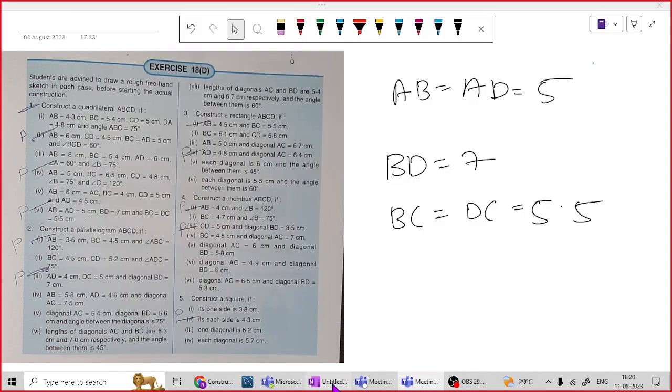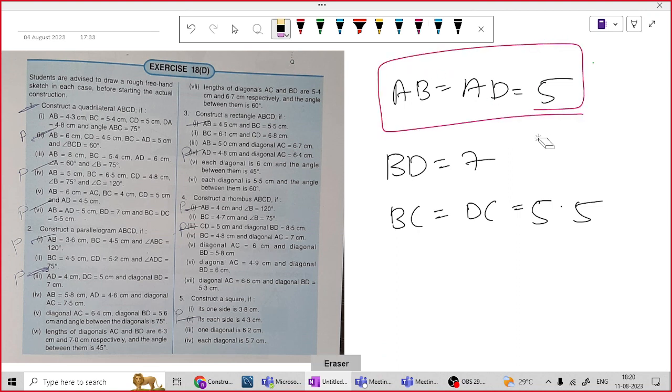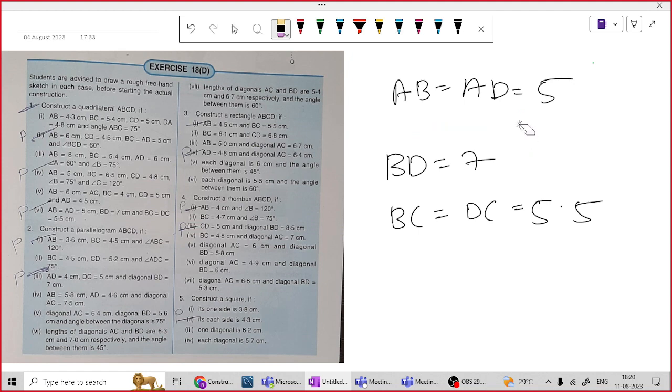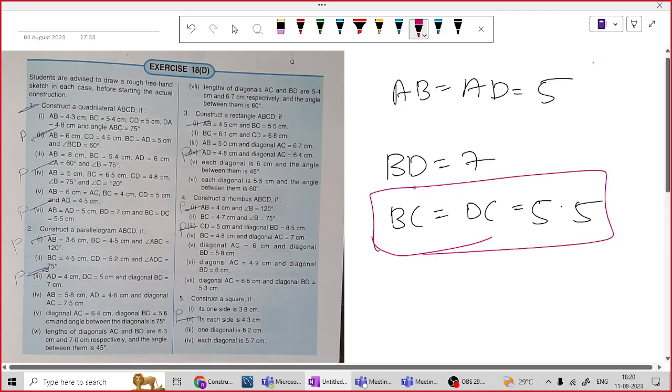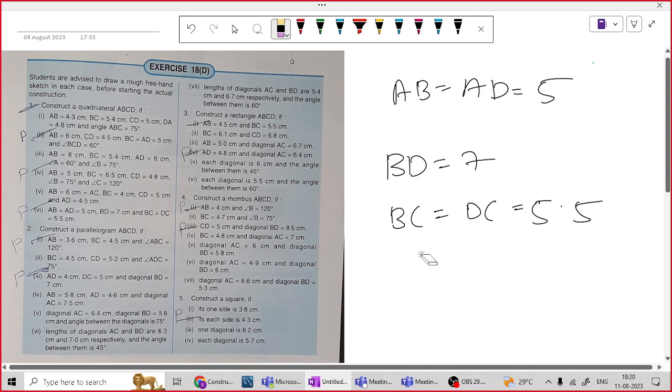Now, what's the value of AB is equal to AD? Both are 5 centimeters. BD is 7. What about the third one? BC is equal to DC, so both are 5.5. Which is the greatest out of all these four? BD, lengthwise. So take BD as the base. Whichever is larger, take it as the base.